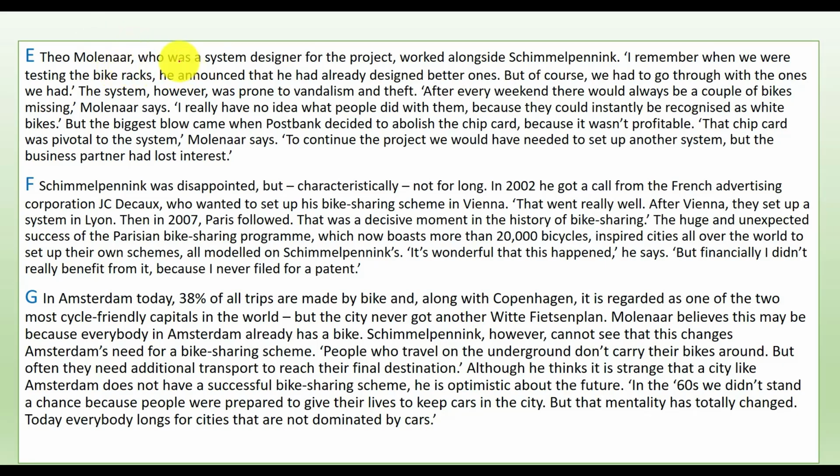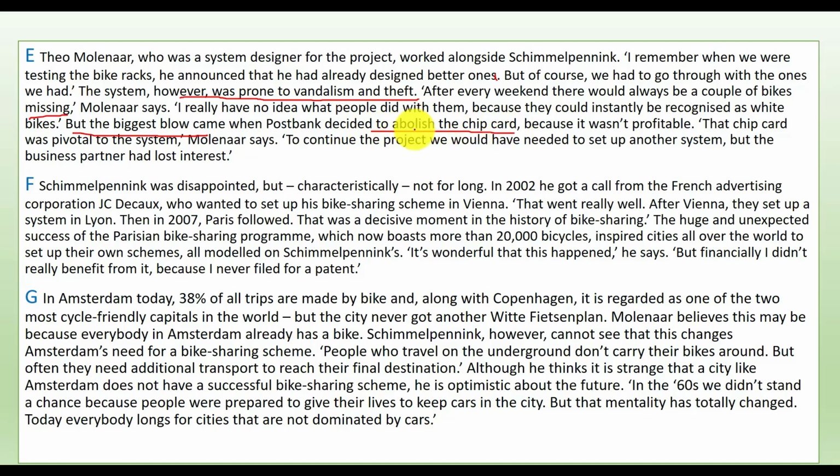Okay, who was a system designer for the project, worked alongside Schimmelpenninck. I remember when we were testing the bike racks, he announced that he had already designed better ones, but of course we had to go through with the ones we had. The system, however, was prone to vandalism and theft. Okay, the system was prone to vandalism and theft. After every weekend, there would always be a couple of bikes missing. Another viewpoint also says, I really have no idea what people did with them, because they could instantly be recognized as white bikes. But the biggest blow came when Postbank decided to abolish the chip card.